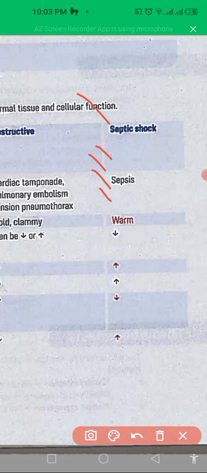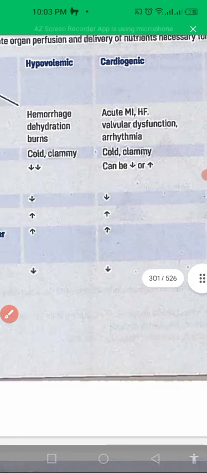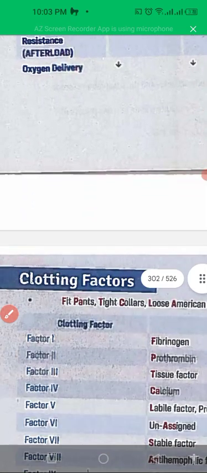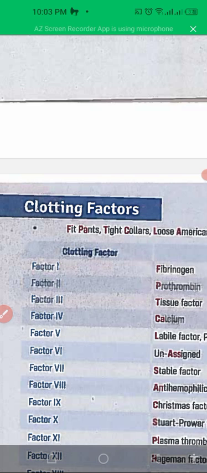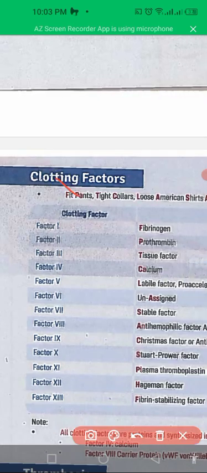When there is a bacterial infection, sepsis, or an infectious cause, the body will be warm and there will be a decrease in the preload. So in this way, we classify the shock types. Another topic is clotting factors.